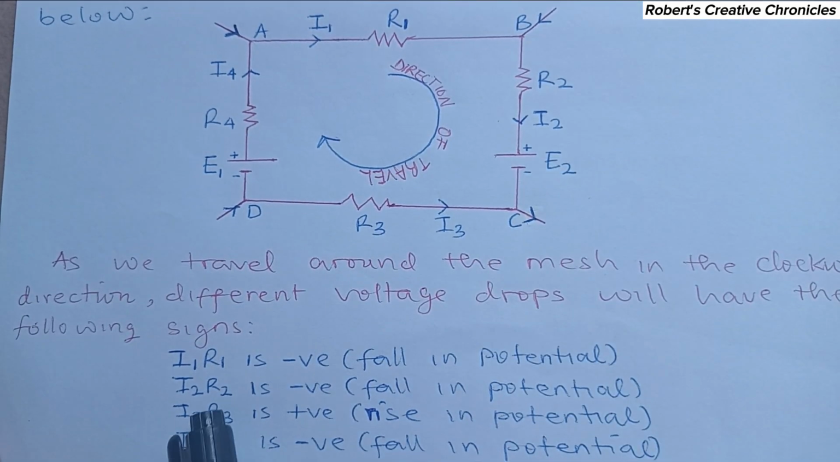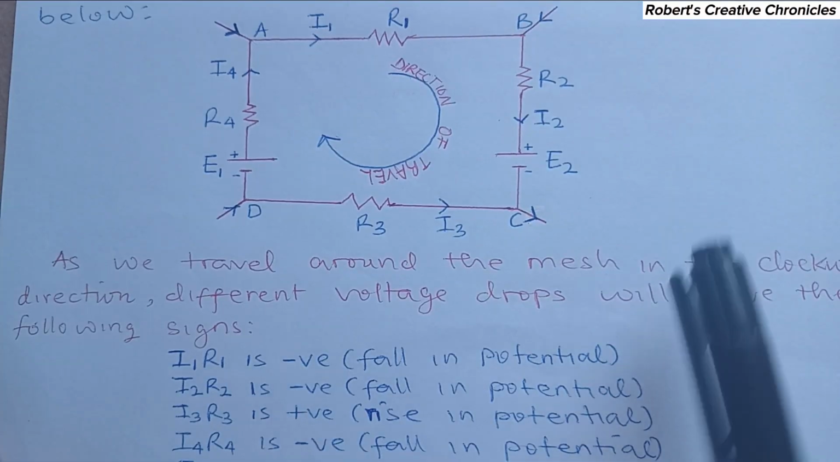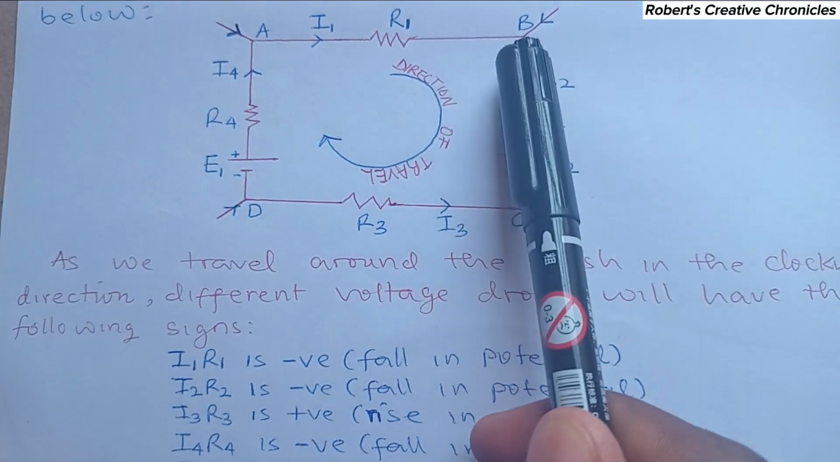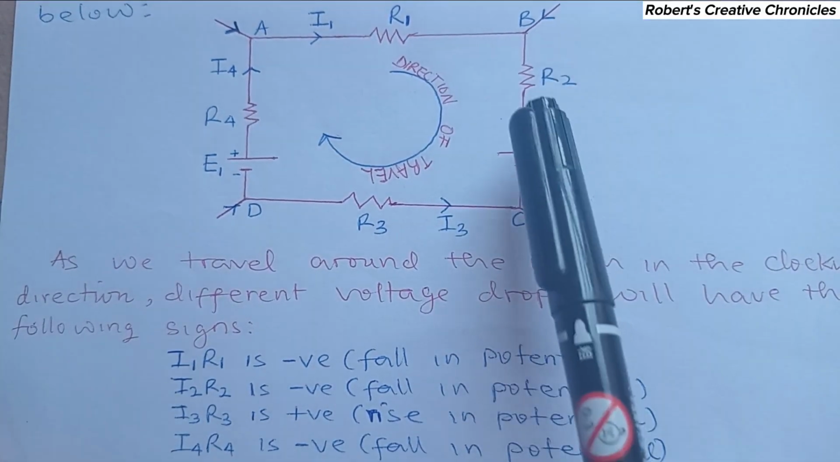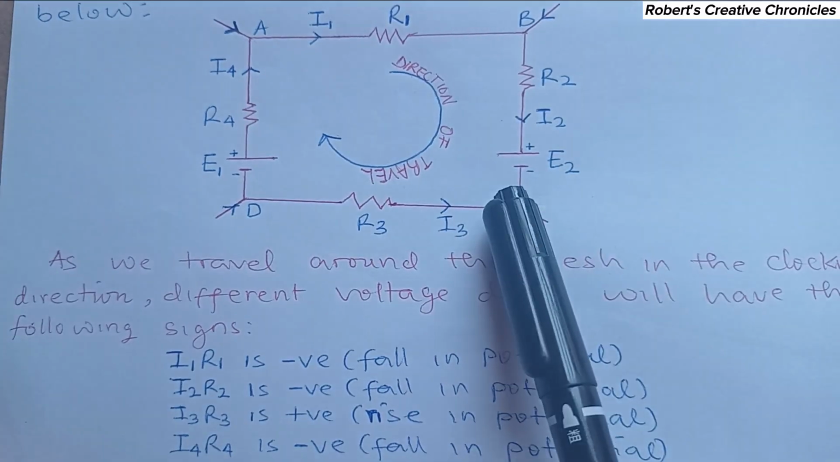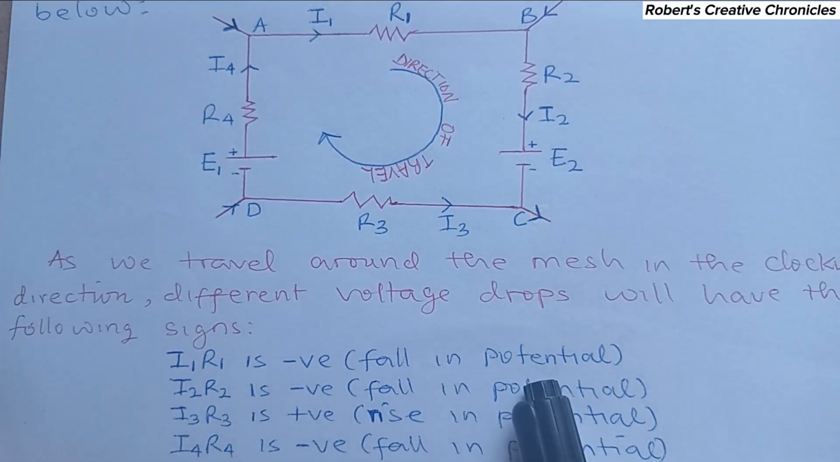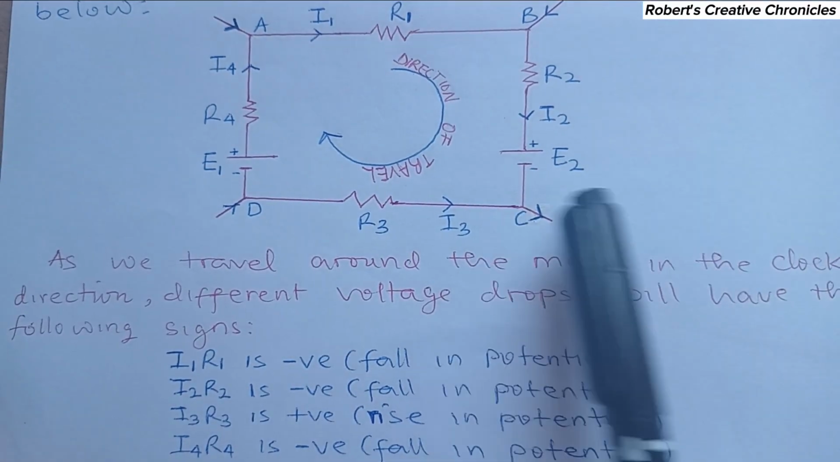In the same way, the second one, I2 R2. I2 is moving from a higher to lower potential, and we are following it from that higher to lower potential. So we are going to make use of the lower potential, which is the last one we come across, which is negative. So I2 R2 is negative. There's a fall in potential from higher to lower.